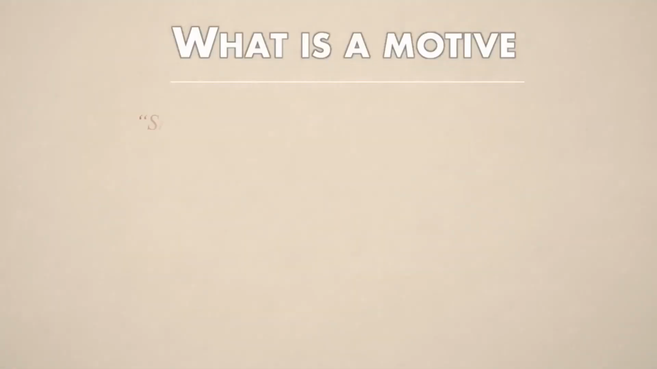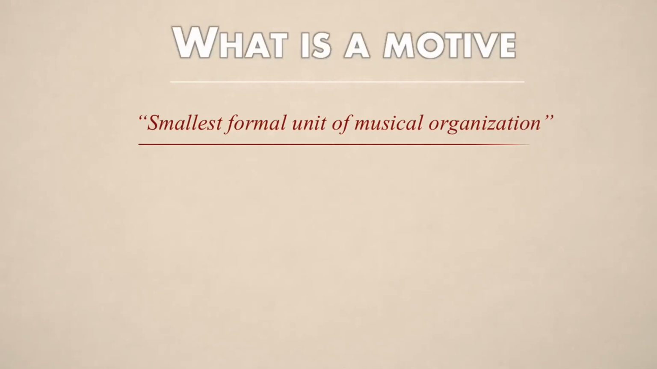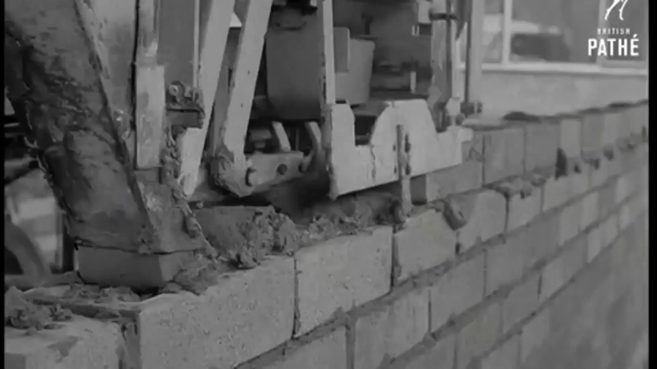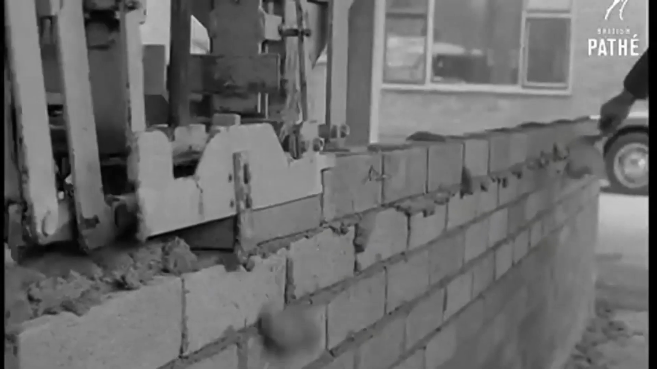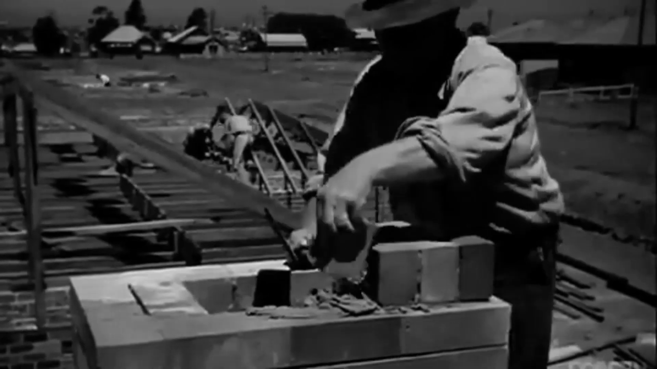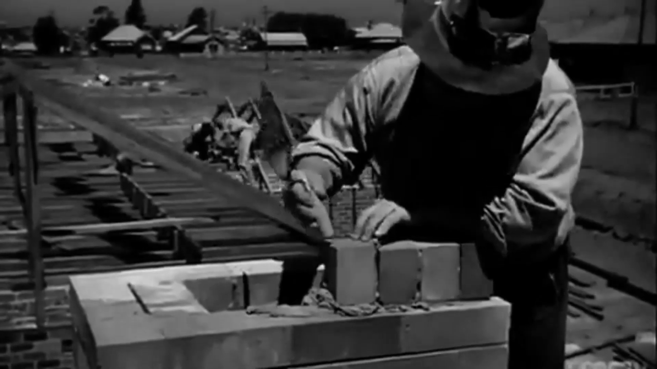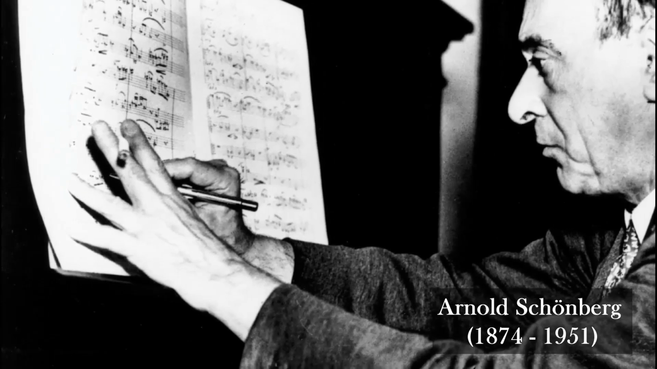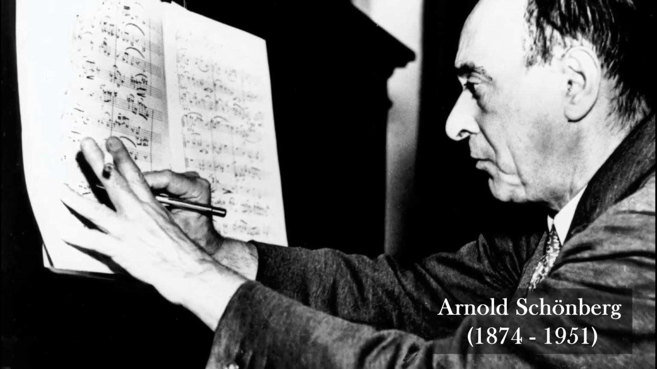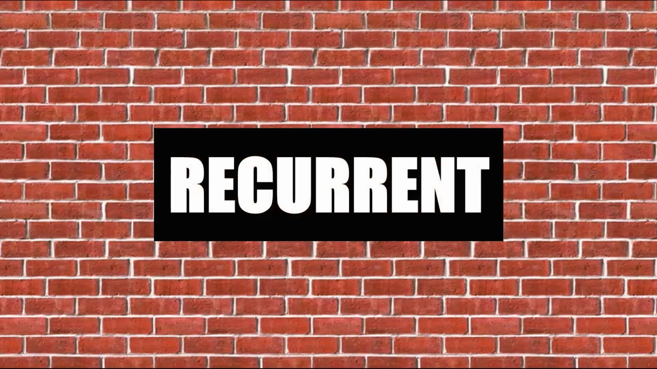A motif is the smallest formal unit of musical organization. We can think of them as the essential building blocks of the music. However, being small is not enough to be considered a motif. According to Arnold Schoenberg, a musical motif must fulfill these two roles. First, it must be recurrent.